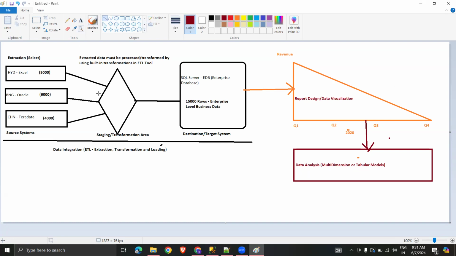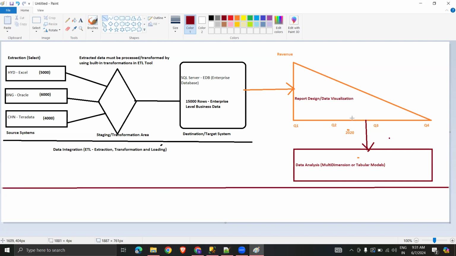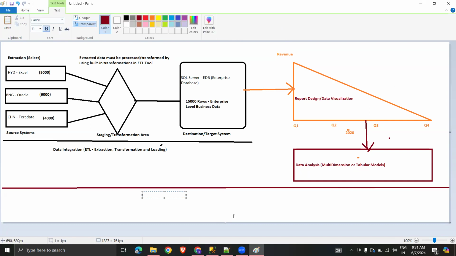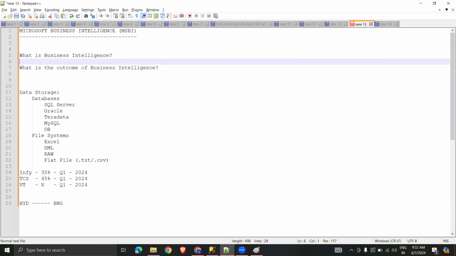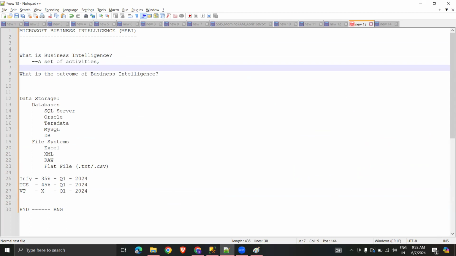Totally, we call it a business intelligence architecture diagram. What do you mean by business intelligence architecture? Sir, BI means a set of activities. What kind of activities fall under BI?